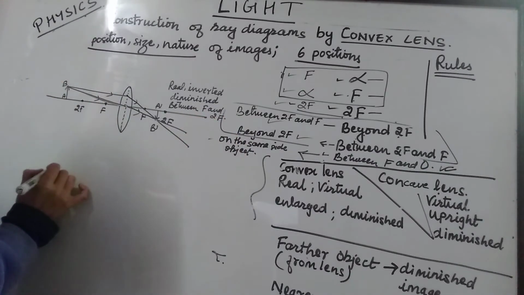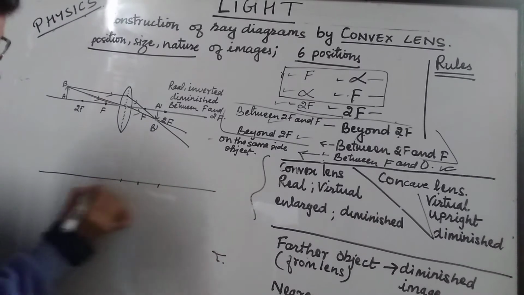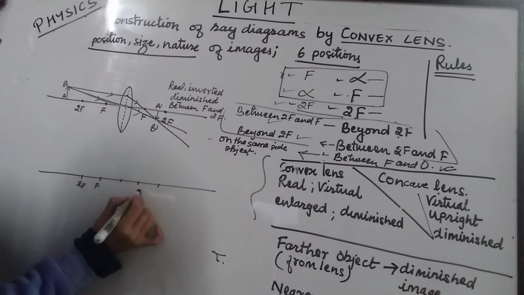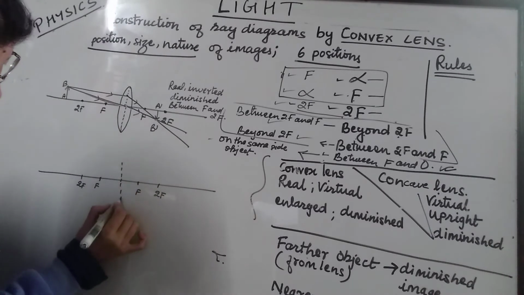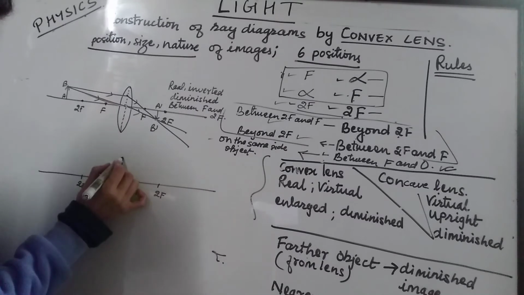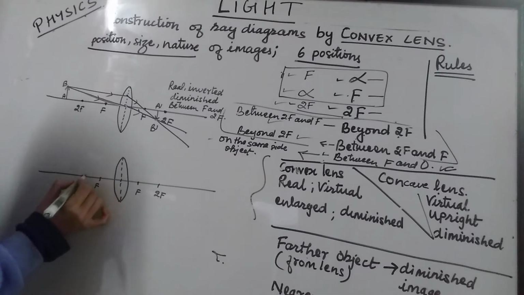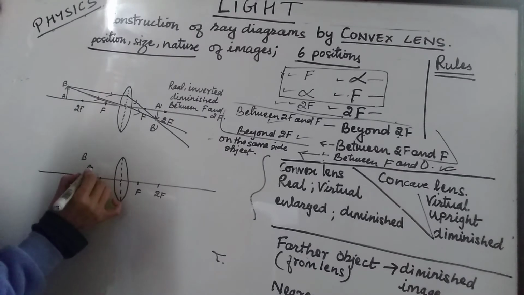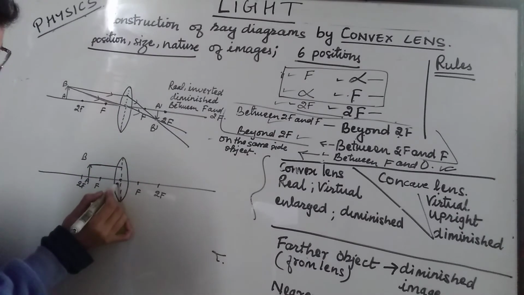Now we'll do the opposite of this one. Principal axis, lens position, okay, 2F, F, O, F, 2F. Make the lens. This one is the lens position. Yes, the object is between F and 2F. Let it stand over here between F and 2F. This is object A and B. Consider 2 light rays. One is parallel to the principal axis, the other one is passing through O, right?